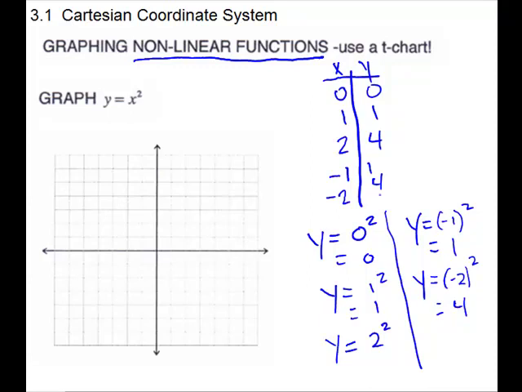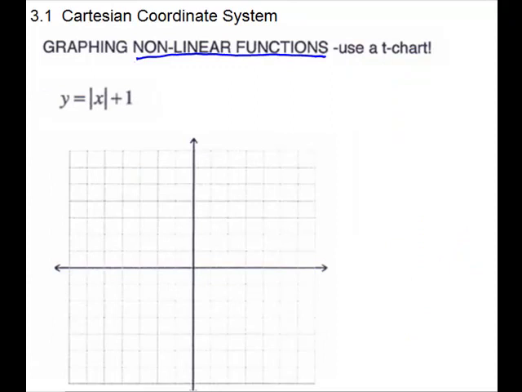Now let's see what this looks like. So (0, 0), (1, 1), (2, 4), right, (-1, 1), and (-2, 4). And this graph is going to be a parabola.